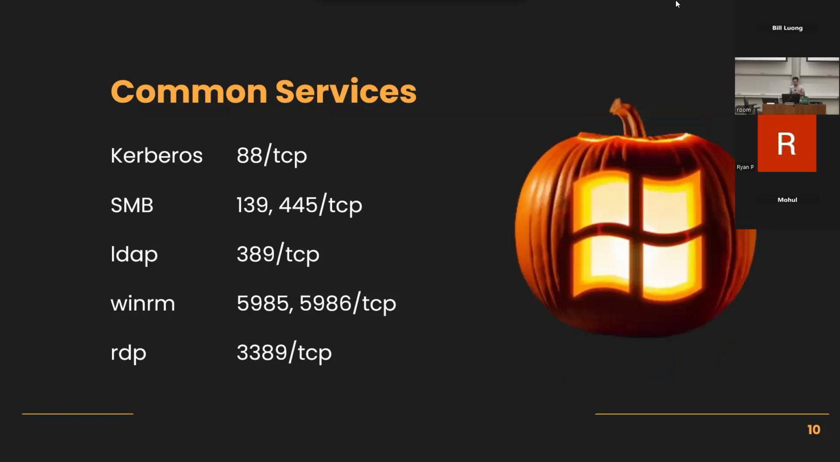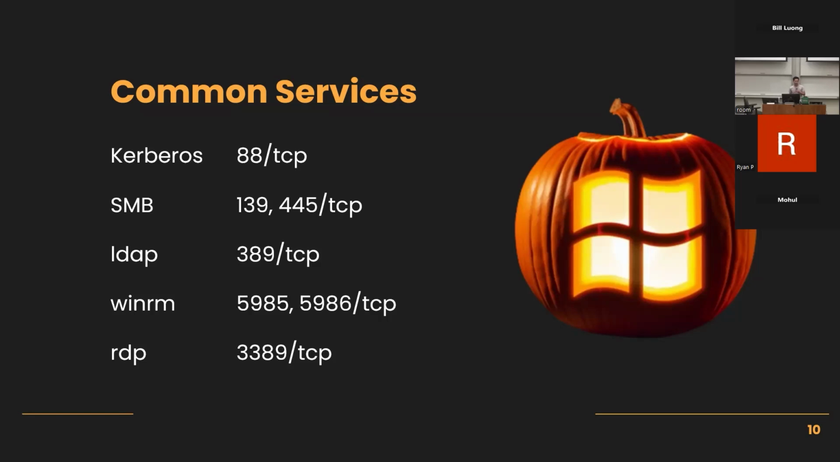As for Windows, something you'll always see in a Windows Nmap scan would be Kerberos, SMB, and LDAP. Kerberos and LDAP are typically used for authentication and usually used for attacks such as AS-REP roasting and Kerberoasting. As for SMB, SMB is basically the Windows equivalent of FTP, but is also used for other weird authentication for Windows as well.